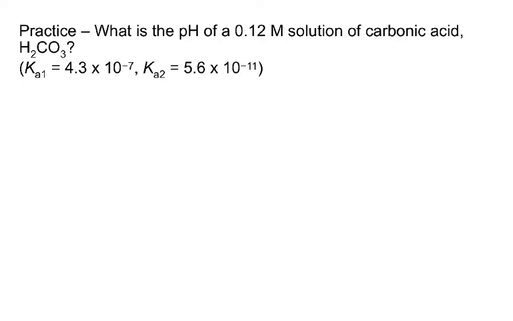So let's practice. What is the pH of a 0.12 molar solution of carbonic acid, H2CO3? The first Ka value is 4.3 times 10 to the minus 7. The second Ka value is 5.6 times 10 to the minus 11. And you can see that these two Ka values differ by several orders of magnitude. So we're just going to ignore the second one and work through the first one.